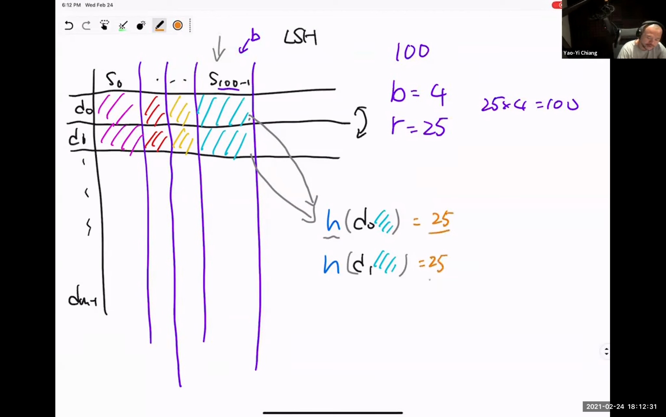So 25 and 25. This means what? Well, this means they are identical. This is the same as this because the hash function gives you the same value. This also tells you what? This tells you your hash table does not have collisions.